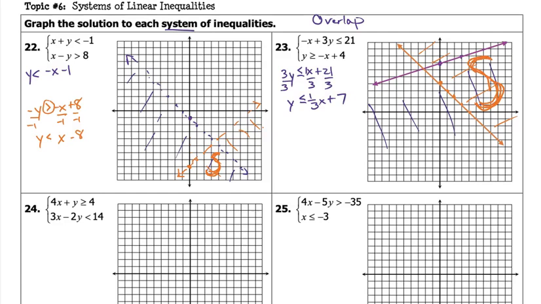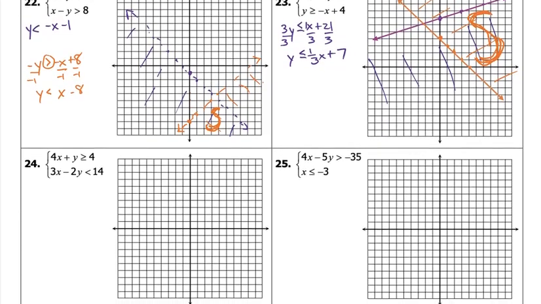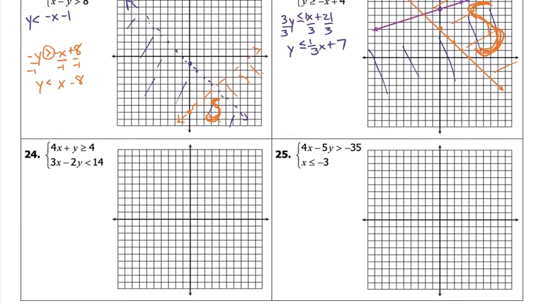All right, 24. I notice right off that those are, again, both in standard form, and we're going to need to change both of them. So pause, change them, but before you graph them, come back, make sure we have them set up right so that we're shading the right directions.